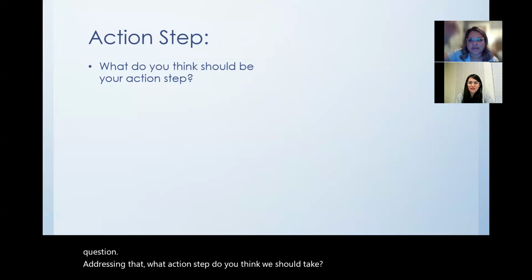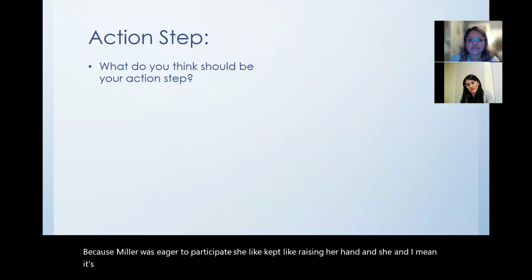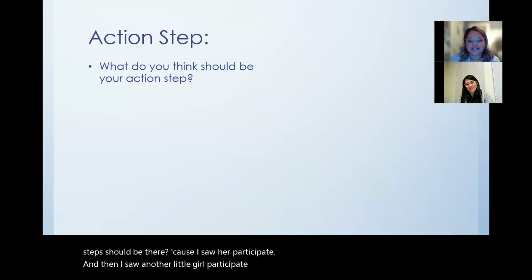Because Mila was eager to participate. She kept raising her hand, and it's tempting to call on her because she was like, ooh, ooh, ooh, raising her hand. What do you think the action step should be there? Because I saw her participate, and then I saw another little girl participate, but then you went back to Mila.